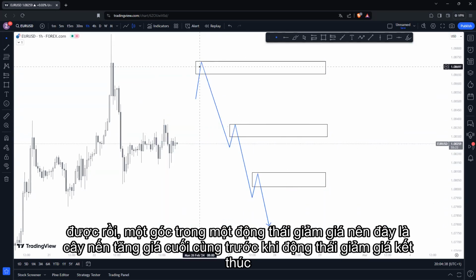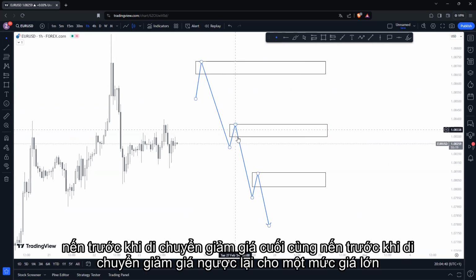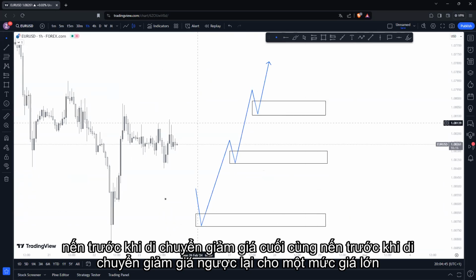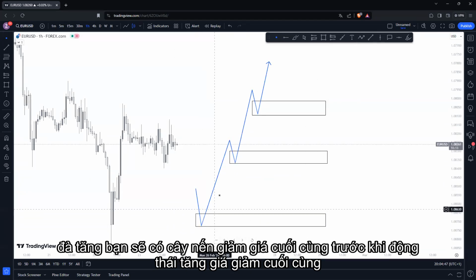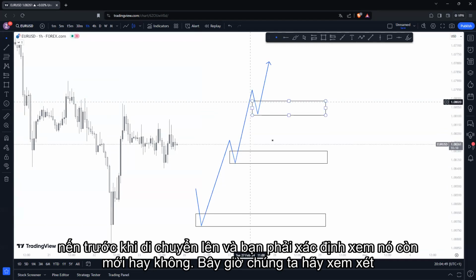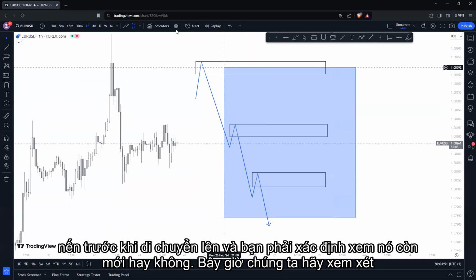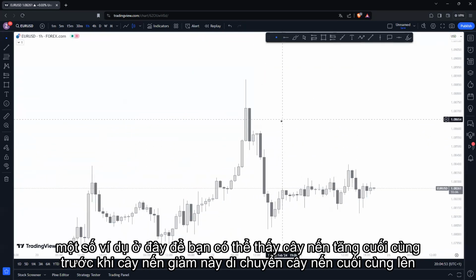Okay, so an engulf in a bearish move is the last up candle before the bearish move. Vice versa for a big bullish momentum, you're going to have the last bearish candle before the up move, and you have to identify if it's fresh or unfresh. Now let's take a look at some examples right here.